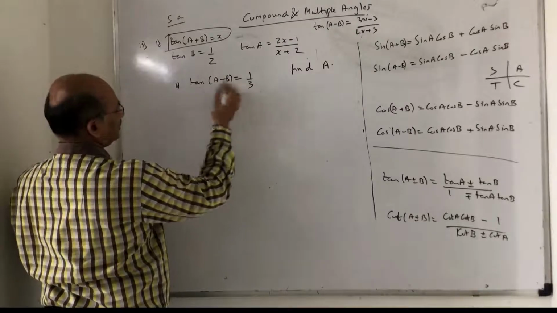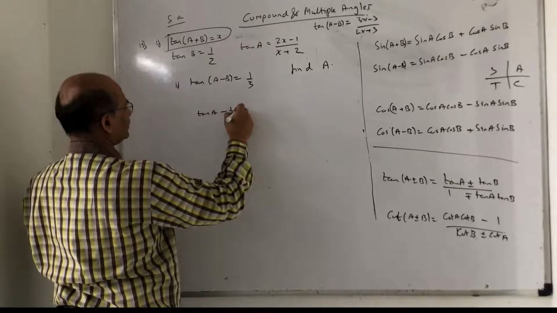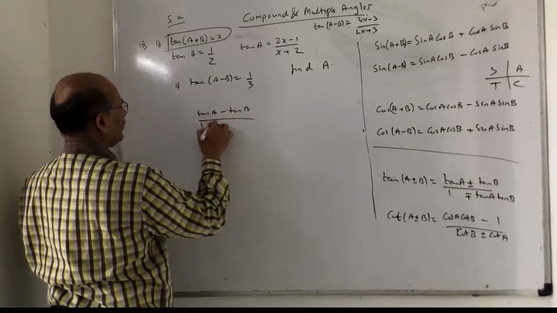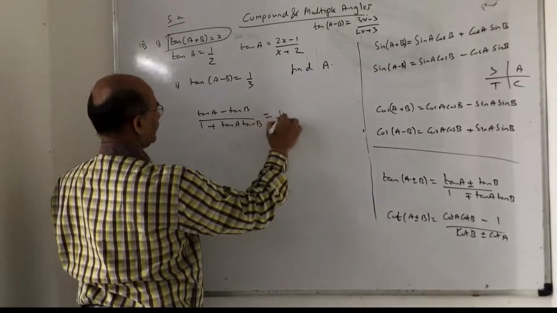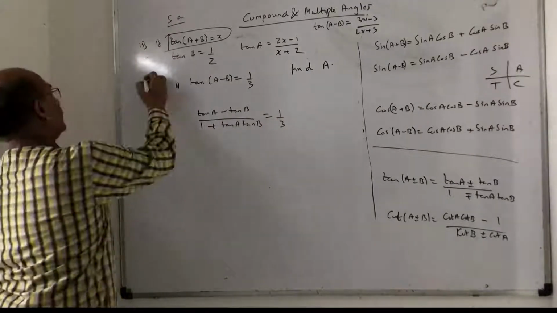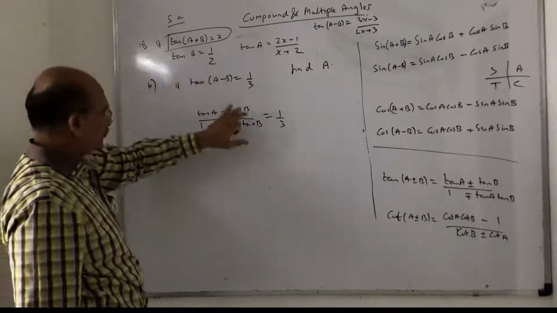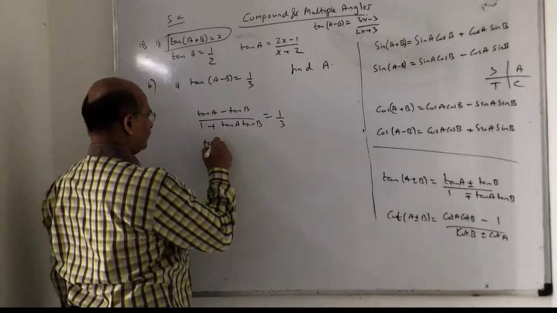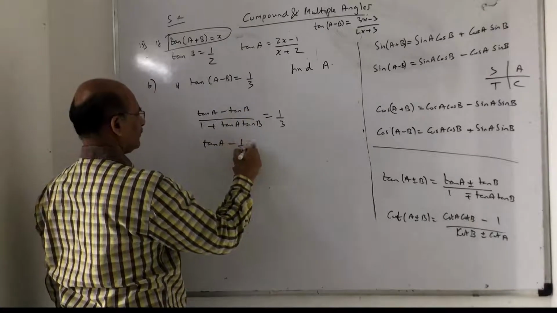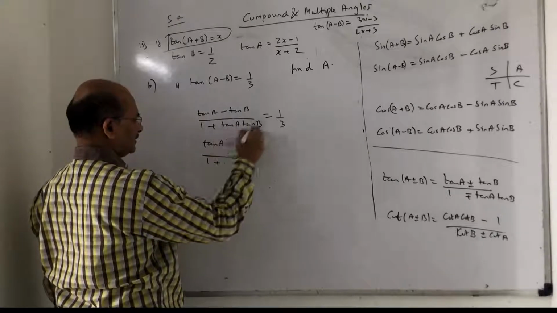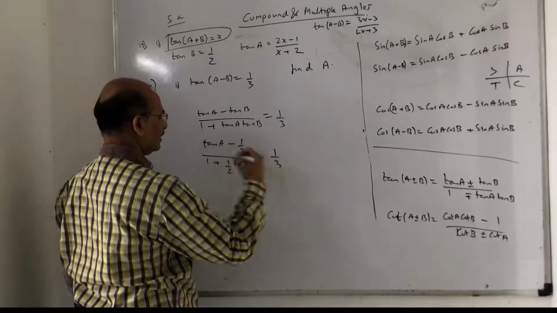So tan A minus B is tan A minus tan B upon 1 plus tan A tan B, equal to 1 by 3. Understand the B part? This is the B question. We have the 19th question. Now tan B is already given as half. Put it in this. So tan A minus half, divided by 1 plus half tan A, is equal to 1 by 3.